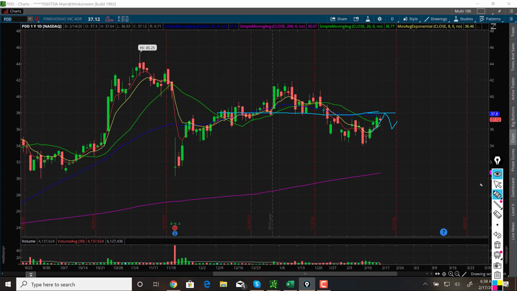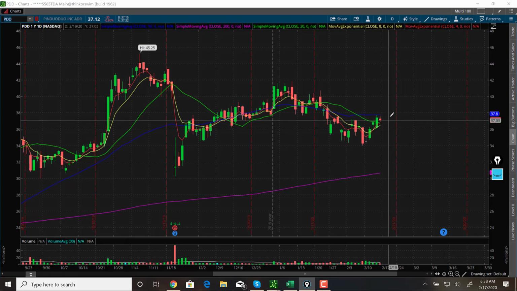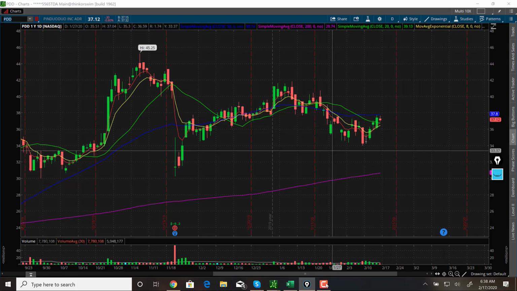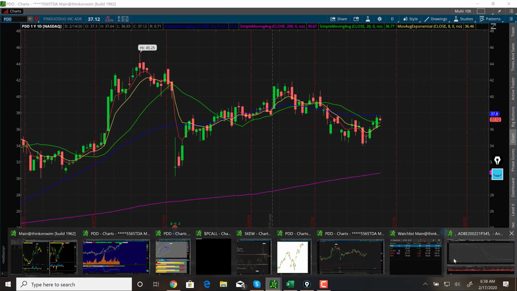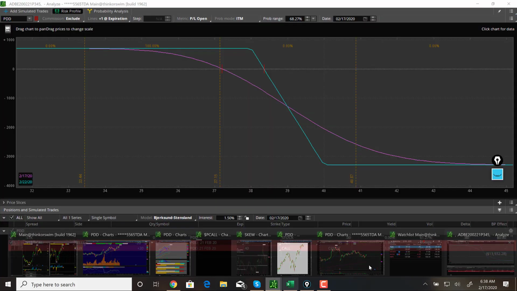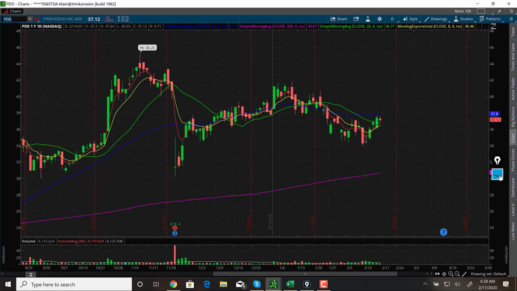And that also means you do not think it will break that 38 level. And all you need to do is stay below it. If it was to come up and just chop right here, you're still making money because of theta decay. If it turns lower, then you make your money faster.